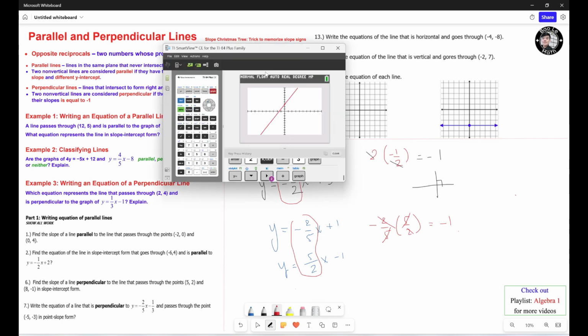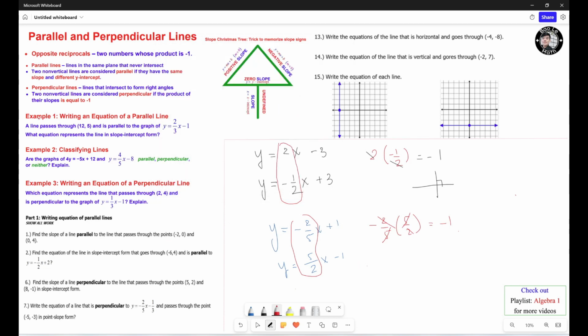Okay. We're going to use a calculator to check our work. Now, y equals negative 2/5 x plus 1. Now the second one, 5/2 x minus 1. And you hit graph. Yes, they're perpendicular. They make a right angle.